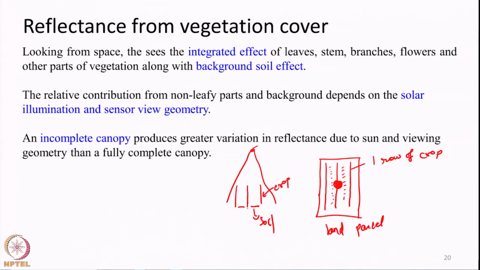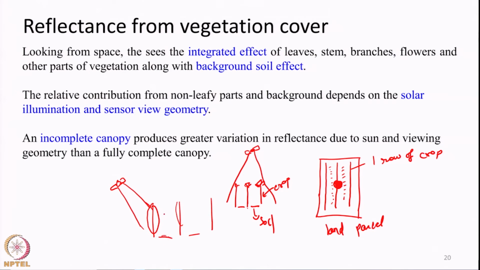So, this particular sensor is now going to observe both vegetation, the leafy components, and also the soil components. In the other case, let us say the sensor is located here and a row crop is standing something like this. When the viewing angle is like this, most of the sensor's view is limited to observing the vegetation portion, the leafy part, rather than looking at the soil.